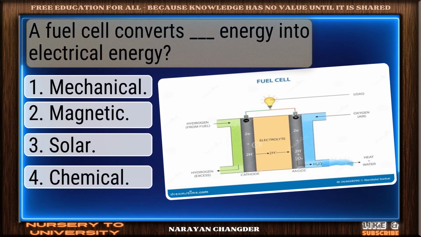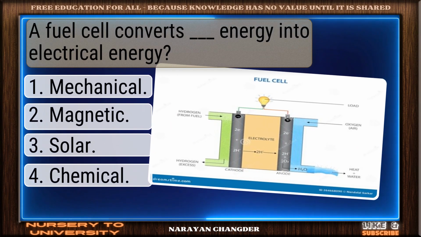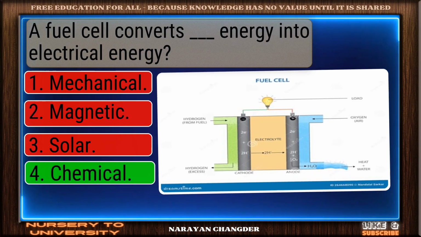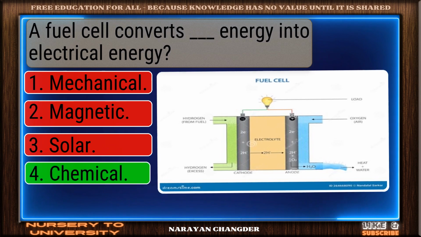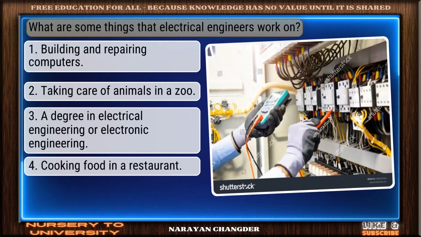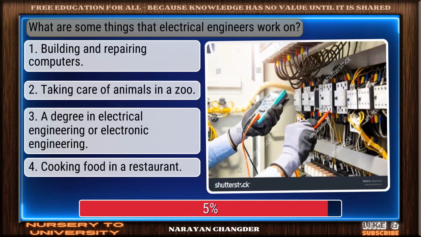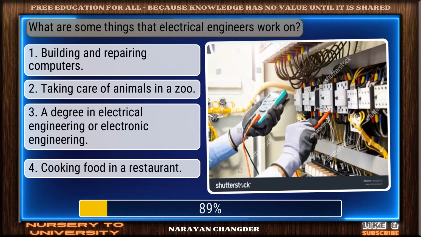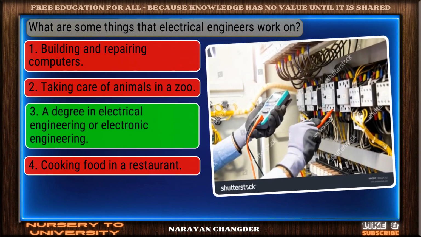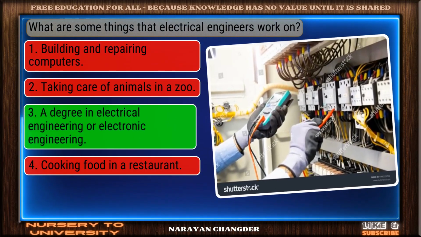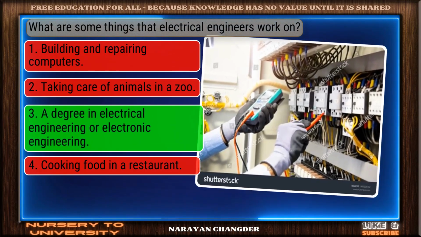A fuel cell converts dash energy into electrical energy. Perfect. Chemical is the correct choice. What are some things that electrical engineers work on? You're right. A degree in electrical engineering or electronic engineering is the correct answer.